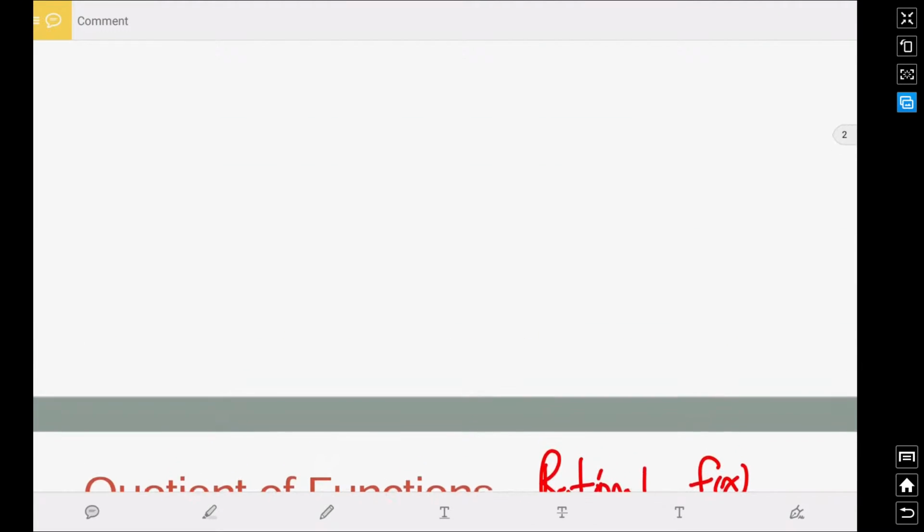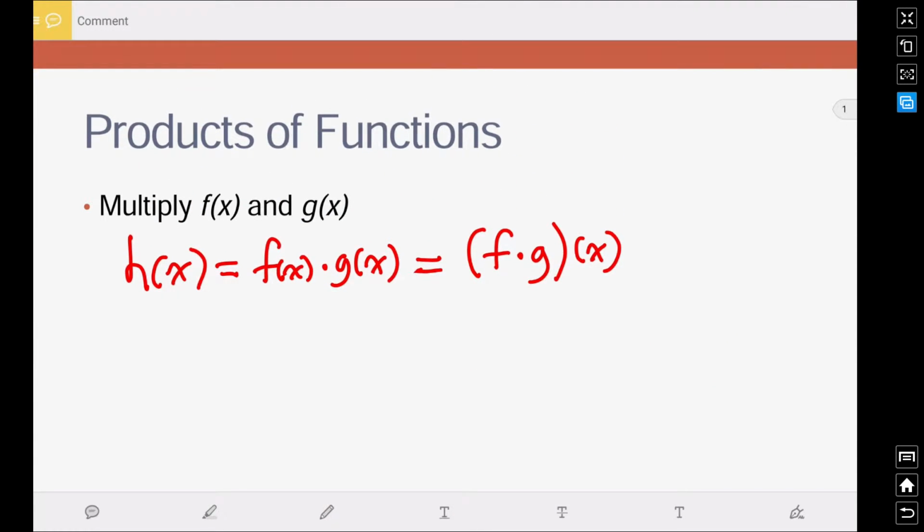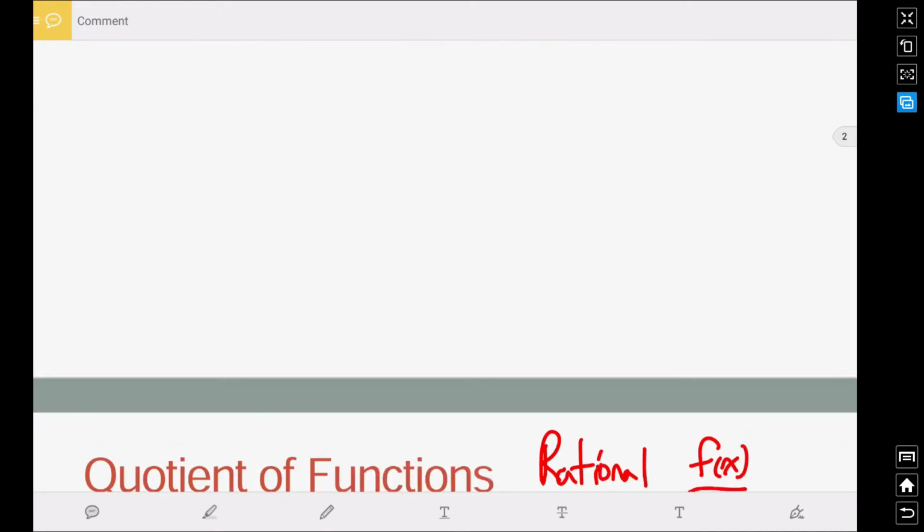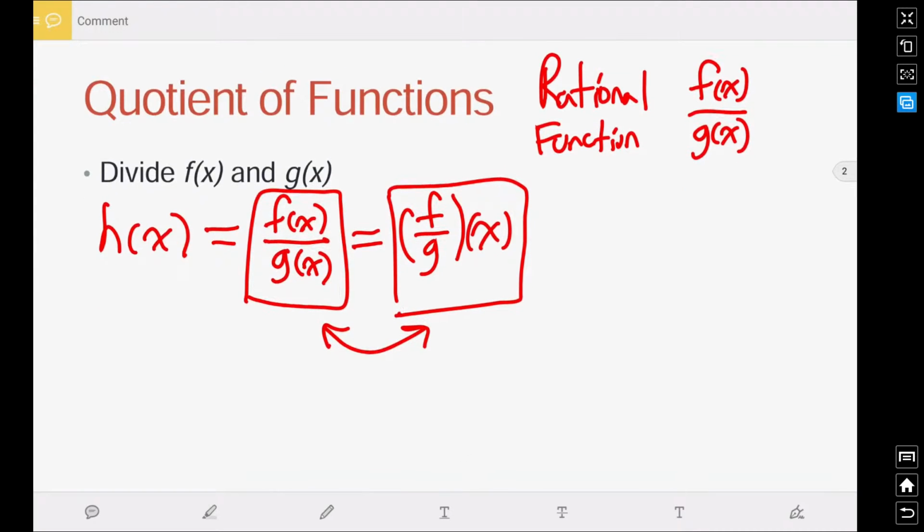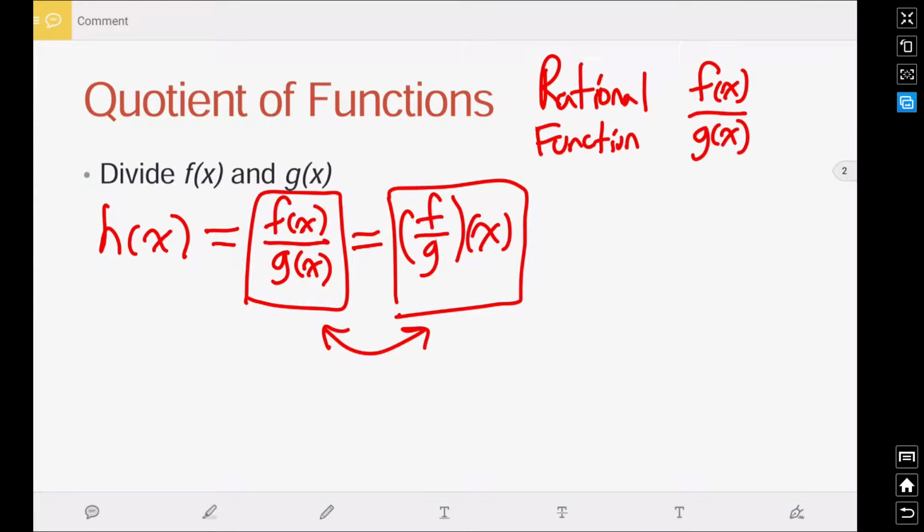So, a reminder: a product of functions is just two functions multiplied together. They look like f of x times g of x, or f times g of x. A quotient of functions looks like f of x divided by g of x, or f divided by g of x. And when you look at it, a quotient of functions is really just another name for a rational function.